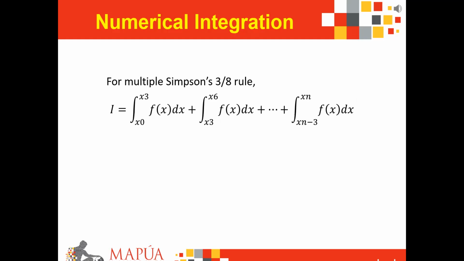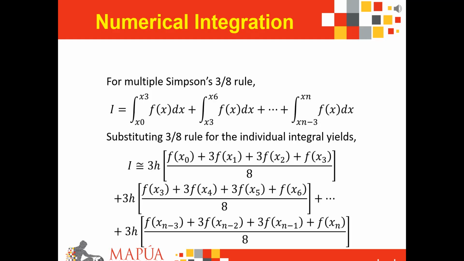We eventually end up adding a composite of cubic integral functions until we end up with the last cubic function. The first cubic function has a limit from x0 to x3. Then the next cubic function would have a limit from x3 to x6, all the way to your nth cubic function. If we then substitute the integral estimates that we have for each cubic function, we would end up with this respective formula.